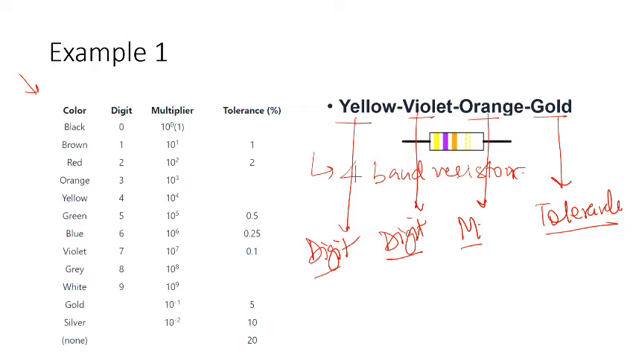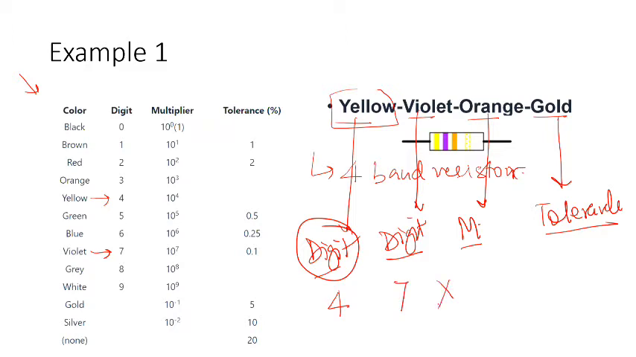So now let us consider the first digit. First digit would be corresponding to yellow. So for yellow, the first digit is 4. Now let us proceed to the second band. For the second band, the corresponding digit would be 7.